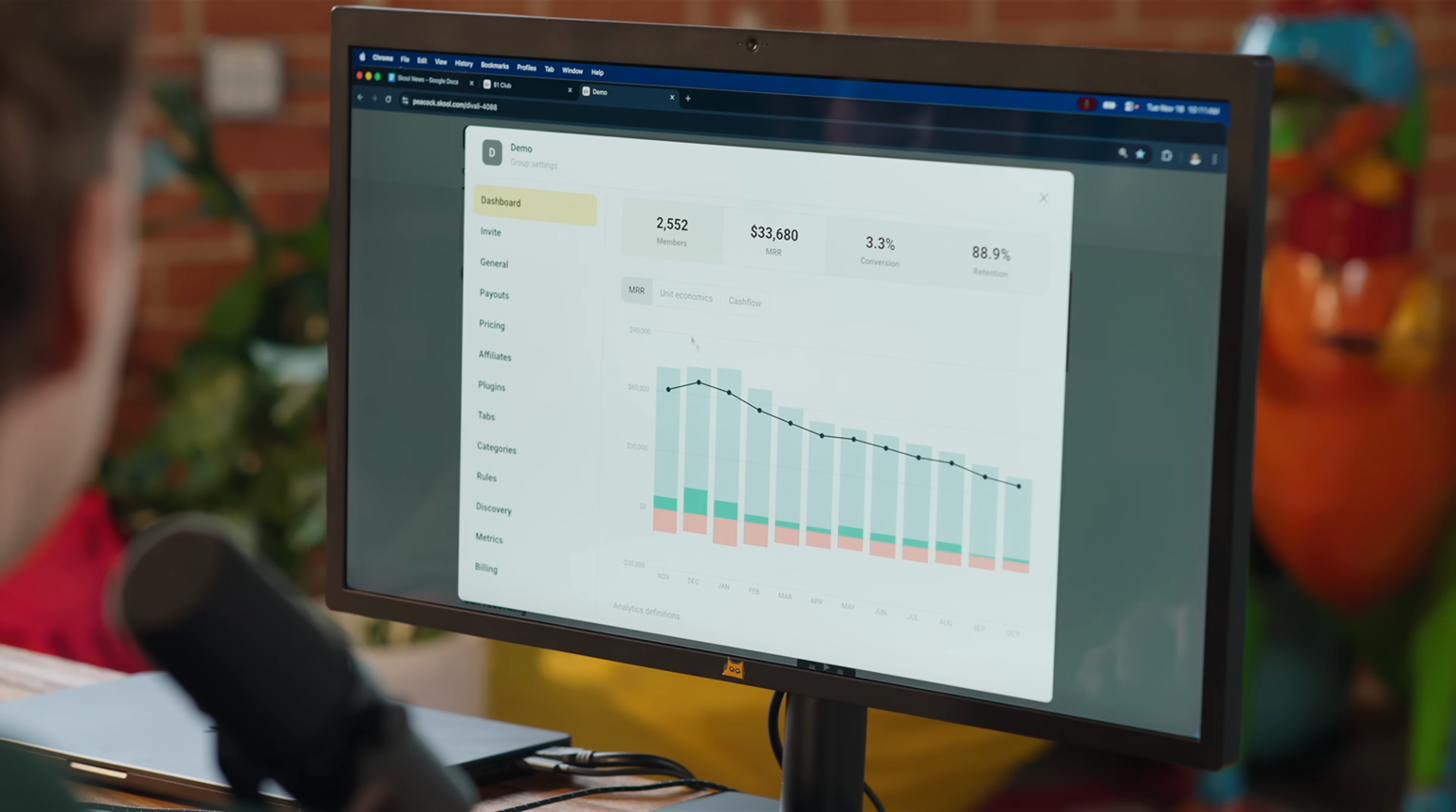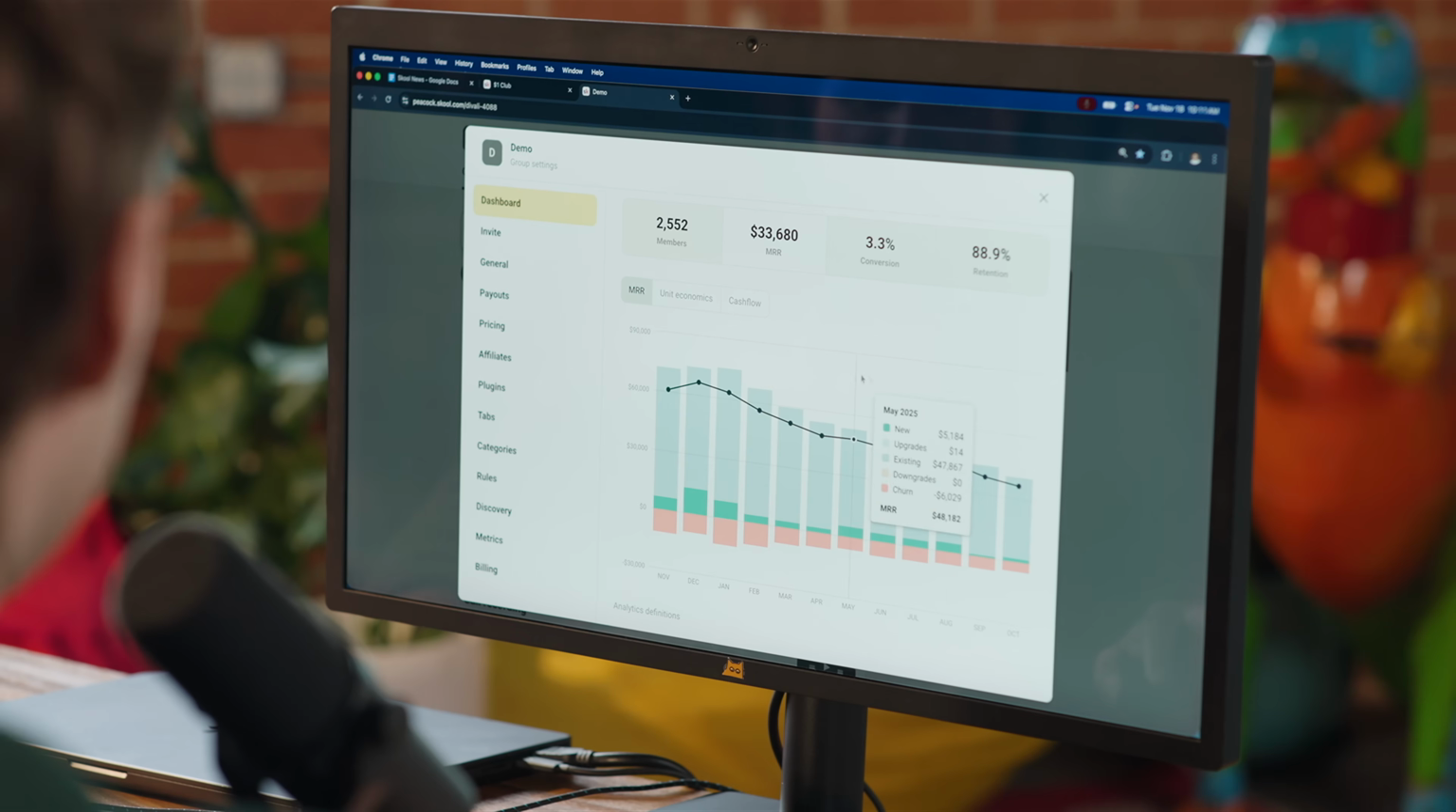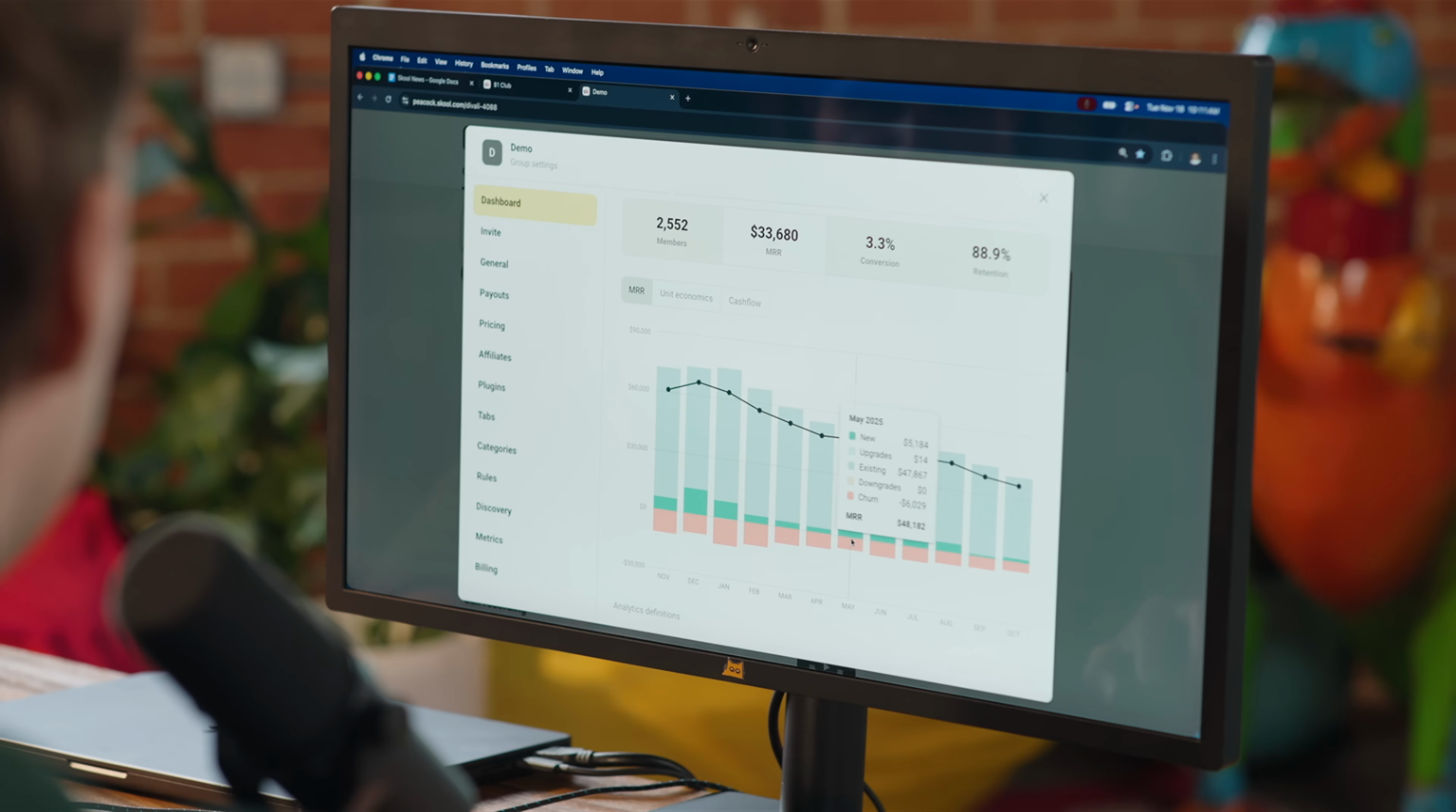Now, if we look at a group that's going down, here we can see a group that is going down, not rapidly, but slowly going down. And you can see that it tends to have more people, more dollars and more people churning than it has joining each month. Mm-hmm. And that explains basically why it's going down.